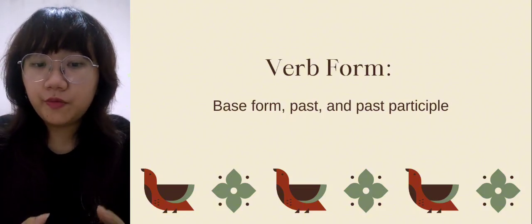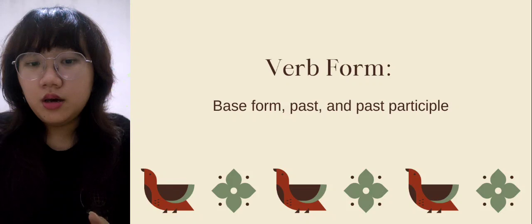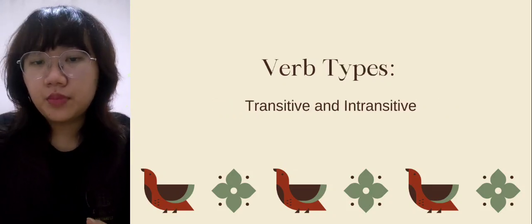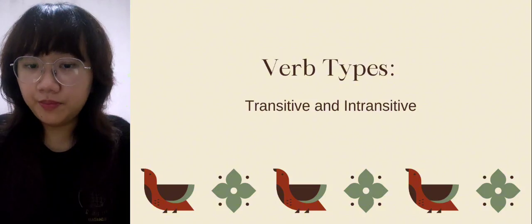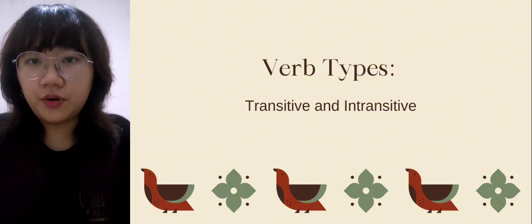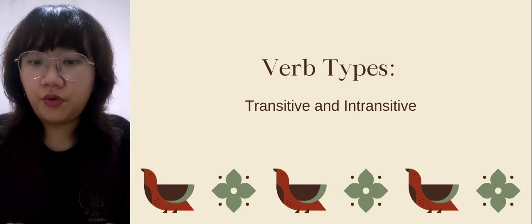Talking about verb forms, it also has two more types. If we look at how we are going to pair with the subject, they are transitive verb and intransitive verb. Transitive verb is a verb that requires a direct object to be completed. Meanwhile, intransitive verb is a verb that does not require a direct object.